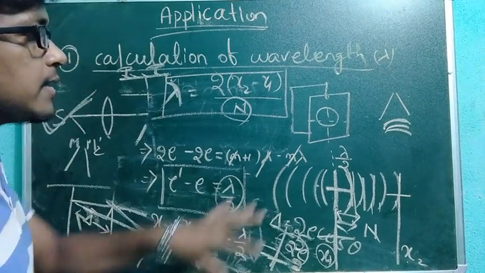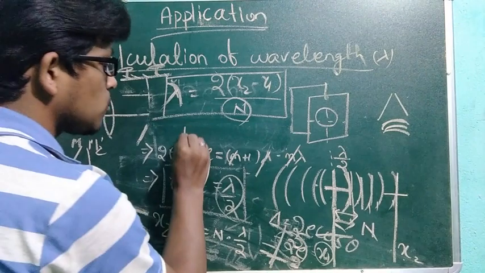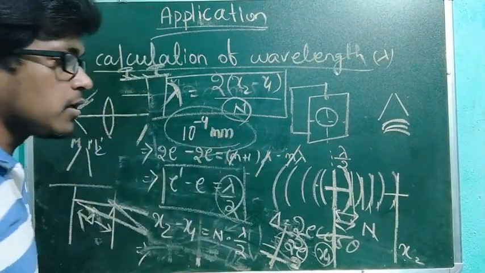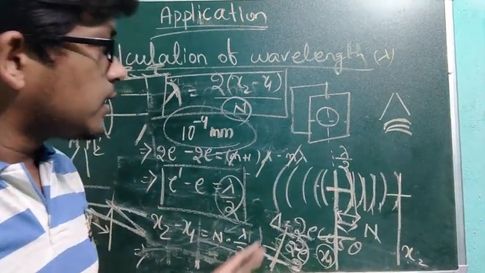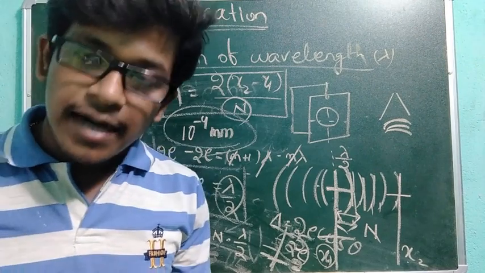And one more thing, this can also be found very accurately, because the accuracy factor is something like 10 to the power minus 4 millimeter in the case of a spectrometer. Okay, this much is about how we calculate the wavelength of a light source.